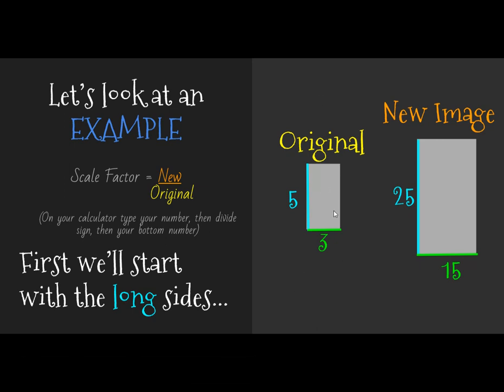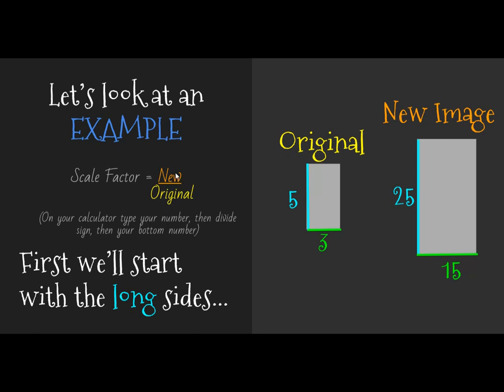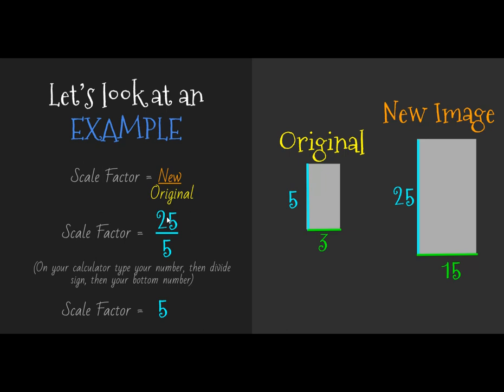Okay, so here's an example. We've got our original and we've got our image, and it definitely looks like it's getting bigger. So we're going to start with the long sides. Again, remember we do image divided by original. This has "new" here, but this just means image. You're going to punch these into your calculator, or if you know this fact in your head, you don't need to use your calculator. We're going to do image, which is 25, divided by original, which is 5. So 25 divided by 5. Hopefully you have an answer flying into your head right now, and hopefully that answer is 5. Your scale factor is 5. 25 divided by 5, my image divided by original, should give me 5.